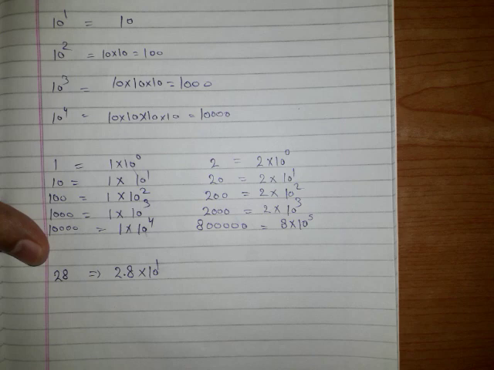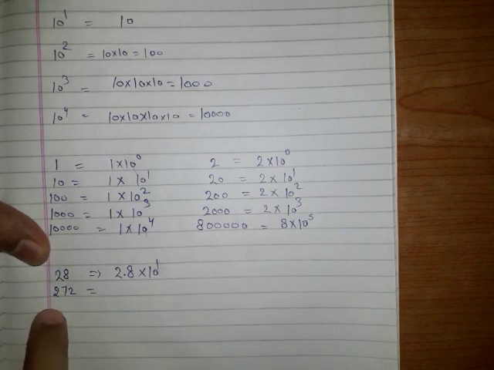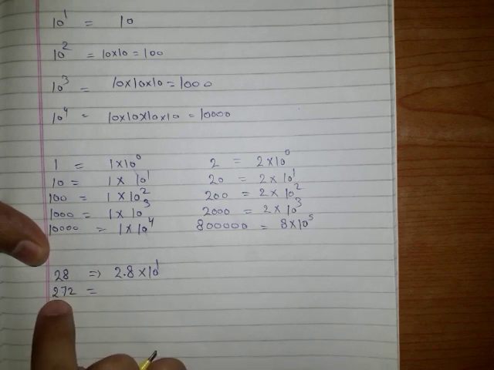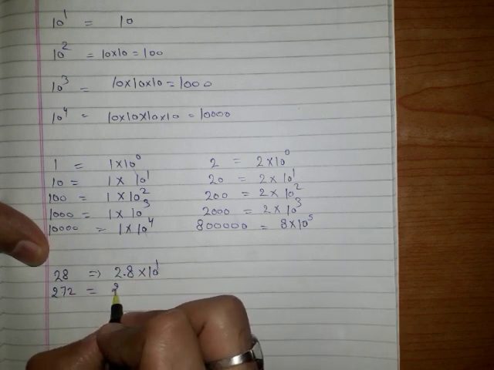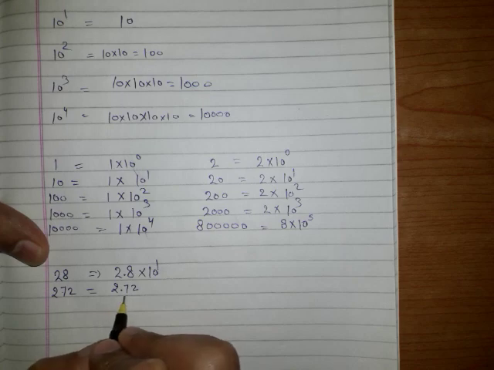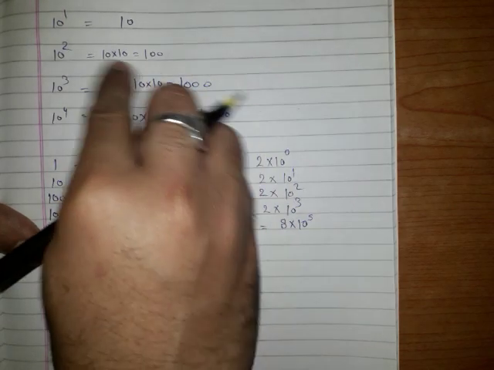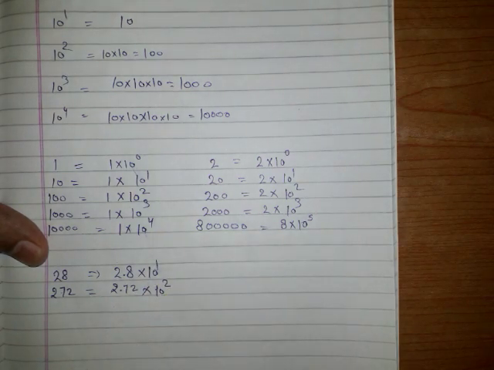So 2.8 into 10 raised to the power 1 is the standard form of 28. Now suppose you have to express 272. How will you express 272 in its standard form? You know that if you multiply 2.72 with 100, you will get 272. So first you will write 2.72, and you have to multiply this 2.72 with 100, and 100 you can express as 10 raised to the power 2. So 2.72 into 10 raised to the power 2 is your standard form of 272.